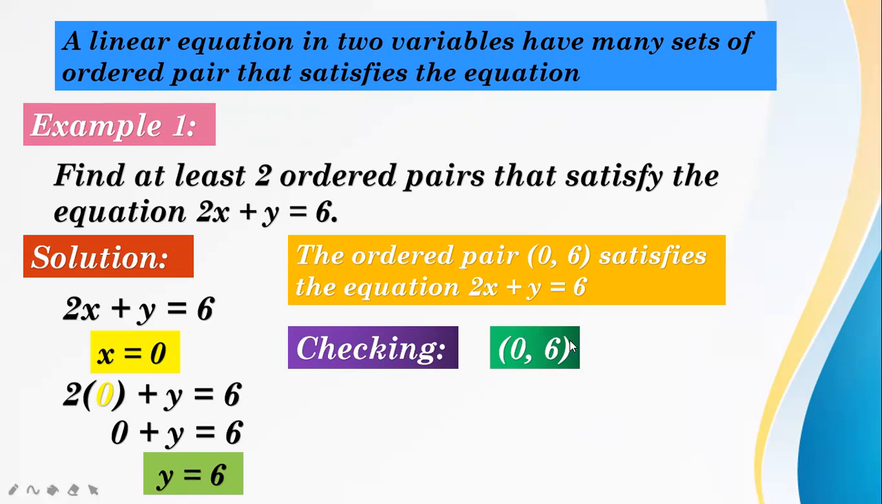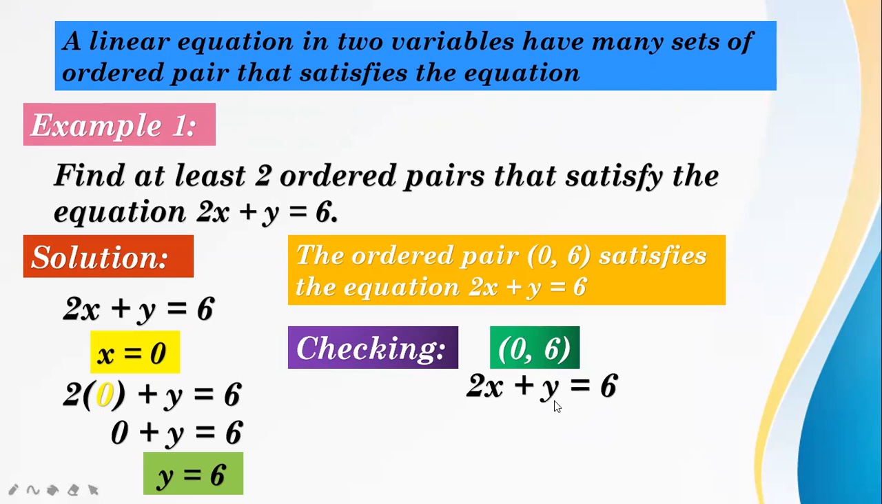So again, we say ordered pair. The first number, they call it the x-axis, and the second value, they call it the y-axis. So we cannot interchange. This will be your x value and this will be your y value.